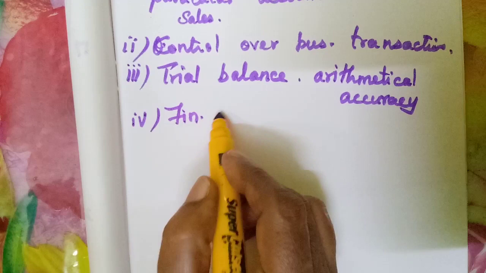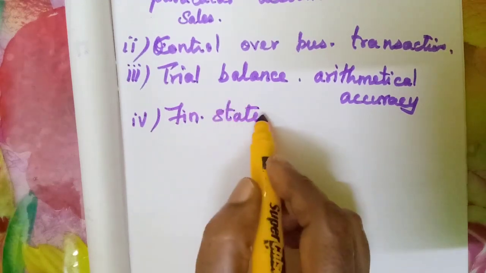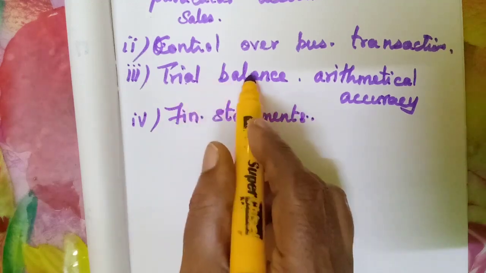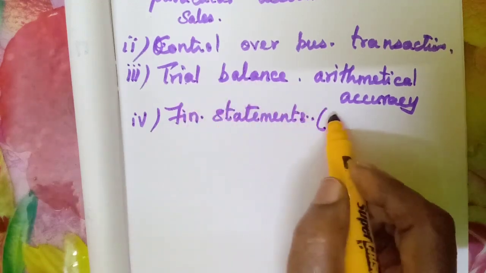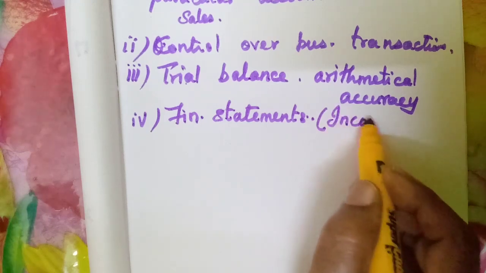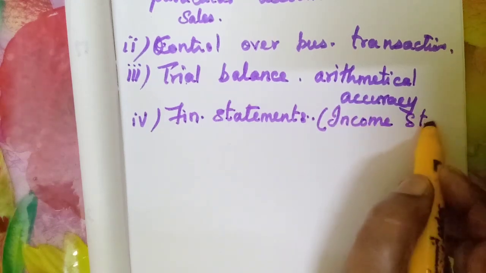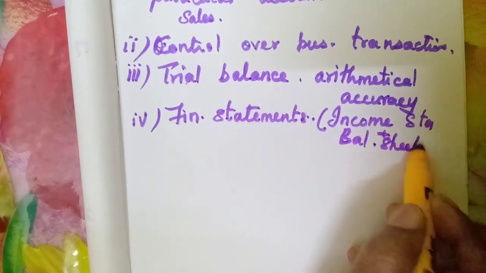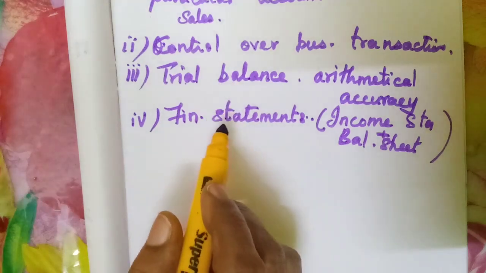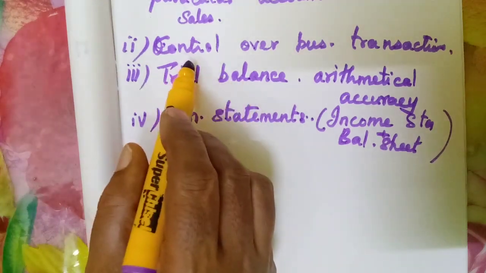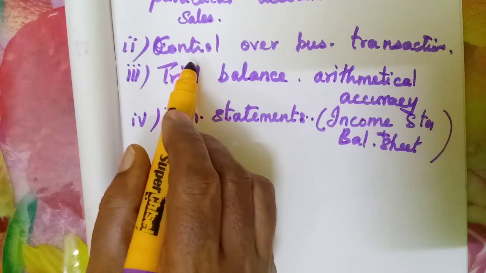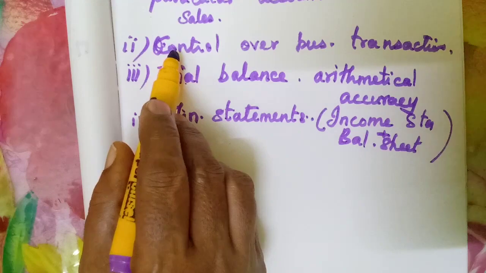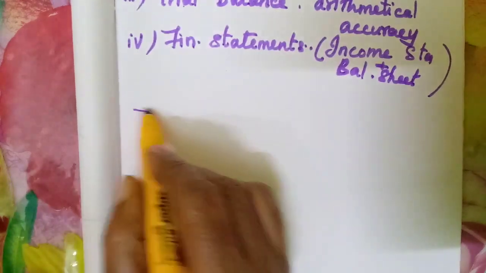Financial statements can be prepared. The meaning itself we have learned. After preparing the trial balance, we will prepare the financial statements. What are the financial statements? Income statement and balance sheet. These two can be prepared with the help of the trial balance, and the trial balance can be prepared from the ledger account balances. Shall we see the format?